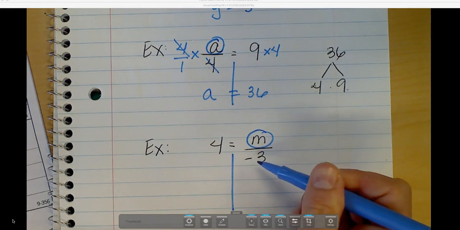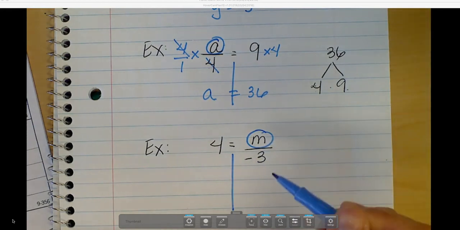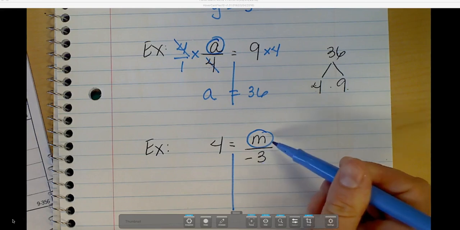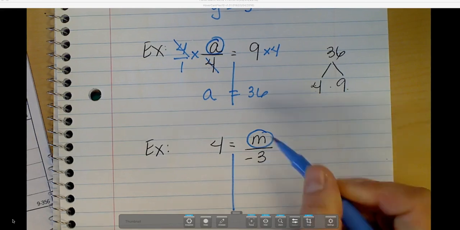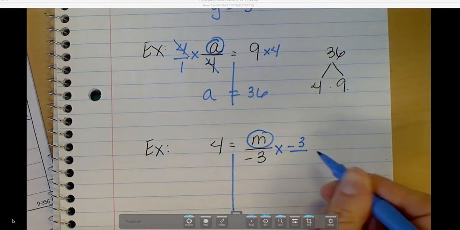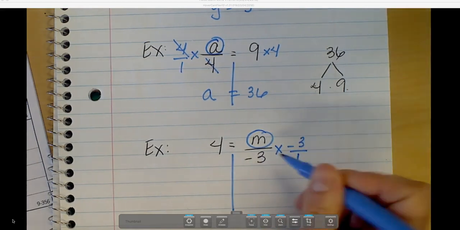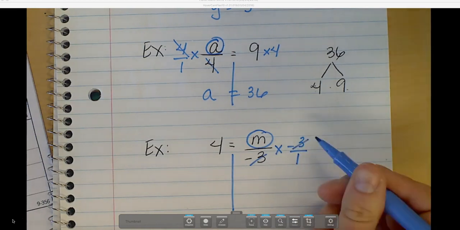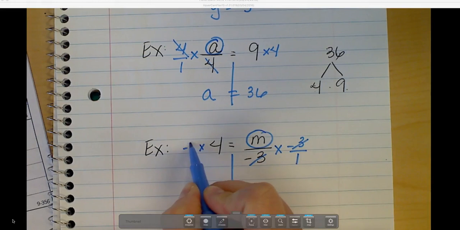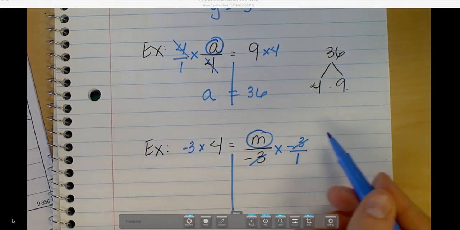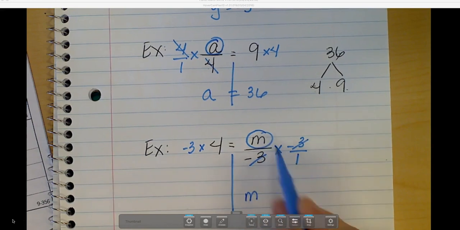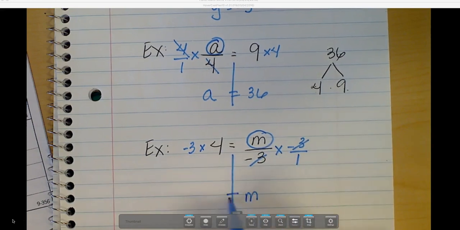I can't add 3 to get rid of it because I have to do the opposite operation. This is dividing by negative 3. The opposite of dividing by negative 3 is to multiply by negative 3. I'm going to put it over 1 so you can visually see that these would cancel out. If I multiply by negative 3 on one side, I have to multiply by negative 3 on the other. Take the negative with you. You don't want to leave the negative with the m. So I would end up with m over 1, which is just m.